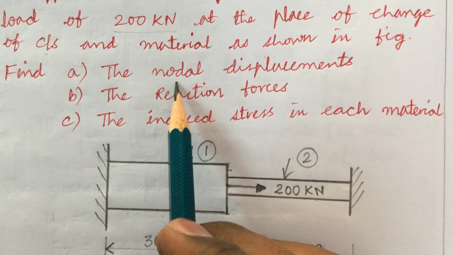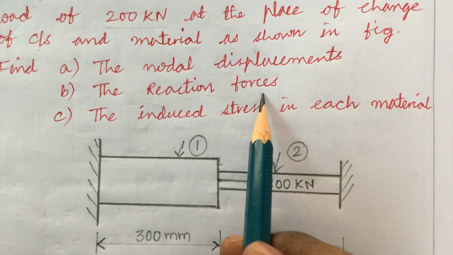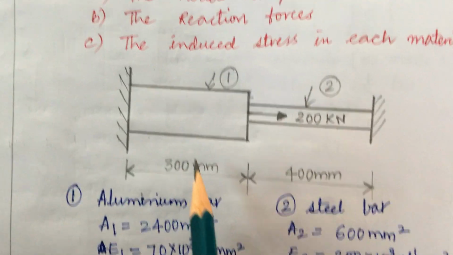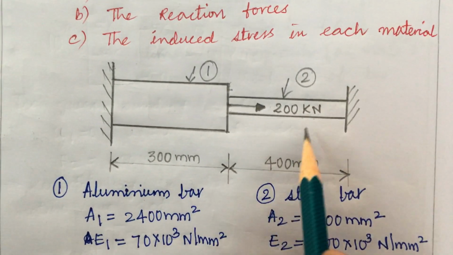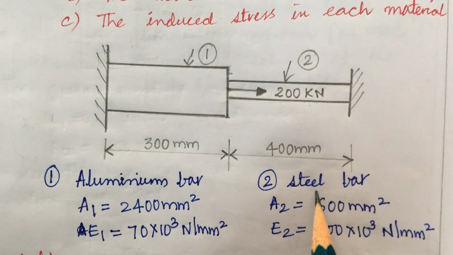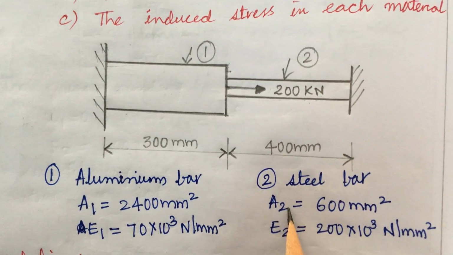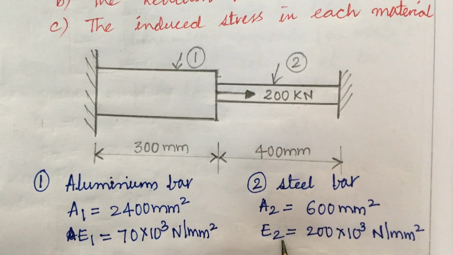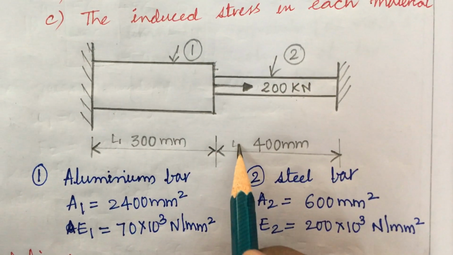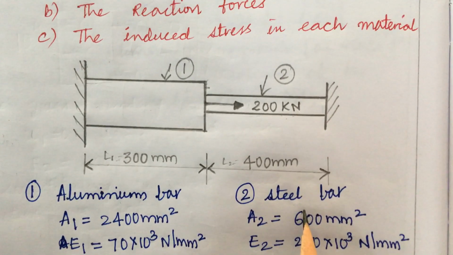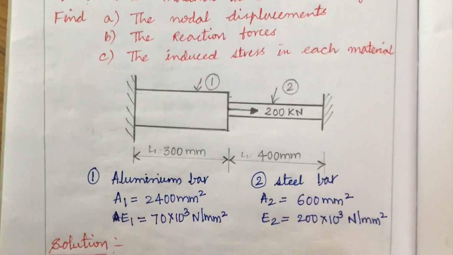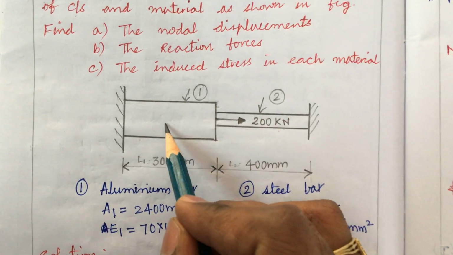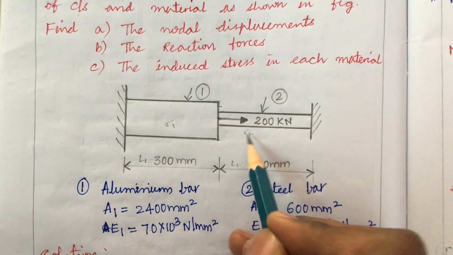We are supposed to work out the nodal displacements as well as the reaction forces and the induced stresses in each material. Element 1 is a bar of aluminium material and the element 2 bar is made of steel. Their areas A1, A2 and E1, E2, the Young's modulus or property of the materials, are also given, and L1 as well as L2 for both the materials are also specified here. This is our question. We are supposed to work out the displacements, the reaction forces at the fixed points, and the stresses at element 1 as well as element 2.